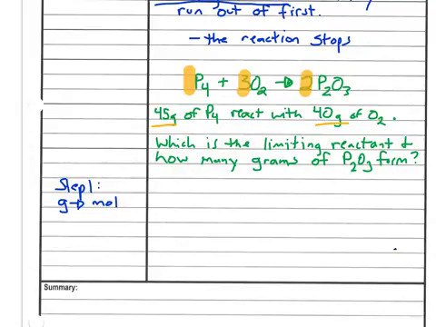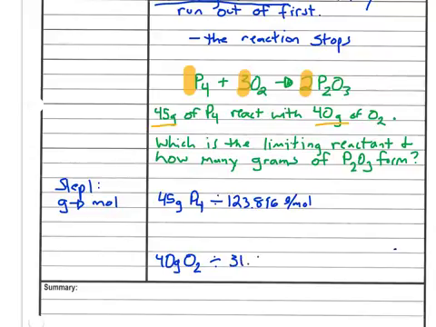So I'm going to take my 45 grams of P4 and I'm going to divide by the molar mass of P4, which is on the front page of your homework packet, 123.896 grams per mole. And I'm going to do the same thing for my oxygen, but I'm going to leave a little bit of space just in case I want to do some other math. So then I've got 40 grams of the oxygen, and I'm going to divide that by the molar mass of oxygen, which was 31.998 grams per mole.